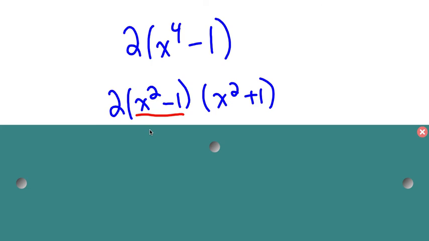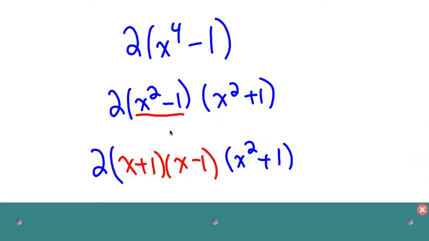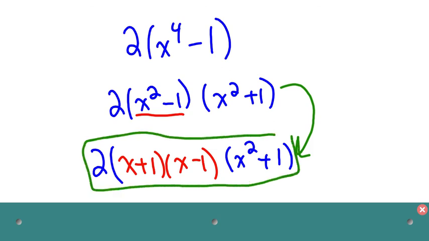And again, this is another difference of 2 squares. X squared is a perfect square. 1 is a perfect square, and it's being subtracted. This one is not because it's being added. That's a sum. That's not a difference. So our last step here, bring down the 2. X squared plus 1. Again, this term right here is just being brought down because that can't be factored any further. But x squared minus 1, this can be. X times x is x squared. For 1, we have 1 times 1. 1's a plus, 1's a minus. So that is your final answer here for this last example.